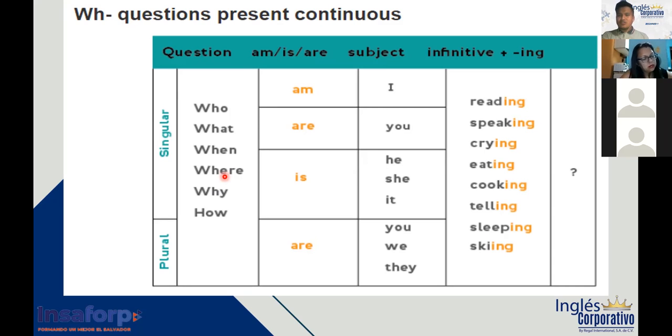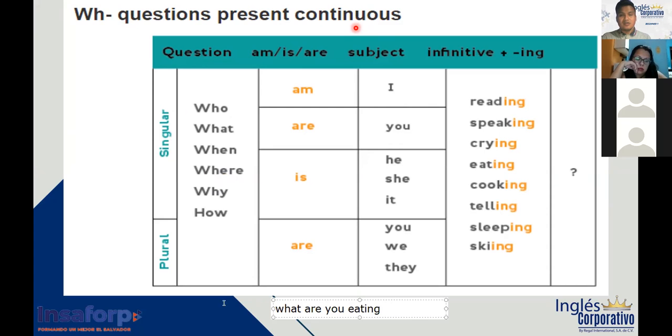These type of questions, guys, are not going to be a yes or no question. It means that in these questions, you need to give a complete answer. Una respuesta completa. For example, if I say, what are you eating? Le estoy preguntando, ¿qué estás comiendo? If I say that, no puedo decir yes or no. Why? Because in these type of questions, you need to give a complete answer.